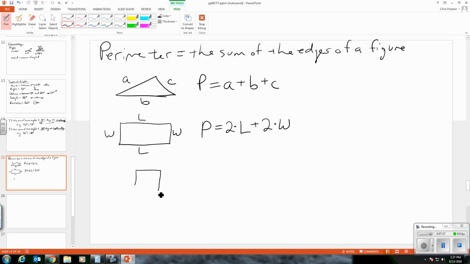For a square, you have sides, and if it's a square, all the sides are the same length, so the perimeter is 4 times the length of a side. So you take 4 times the length of a side, and that gives you the entire perimeter of the square. And then a circle is defined by the radius. And so we don't talk about perimeter, what we talk about is circumference.